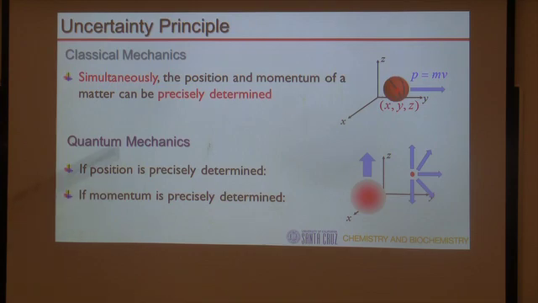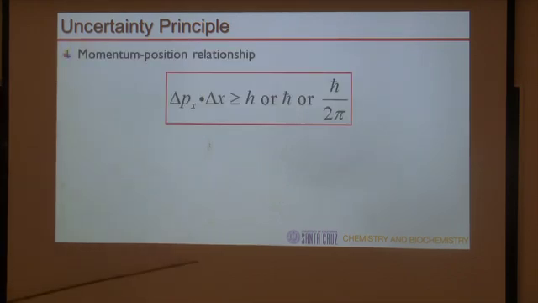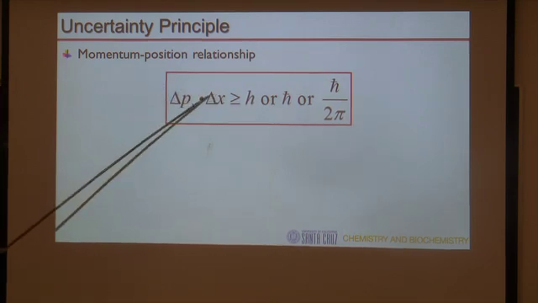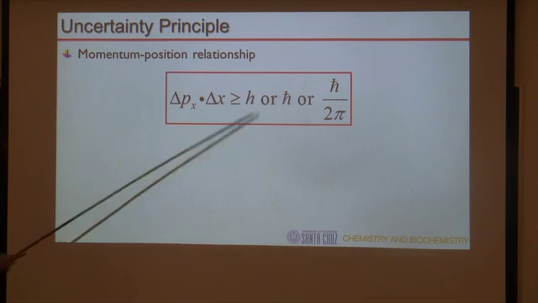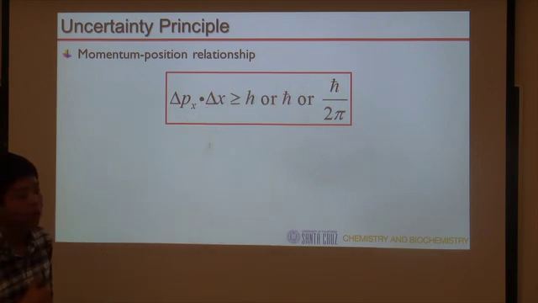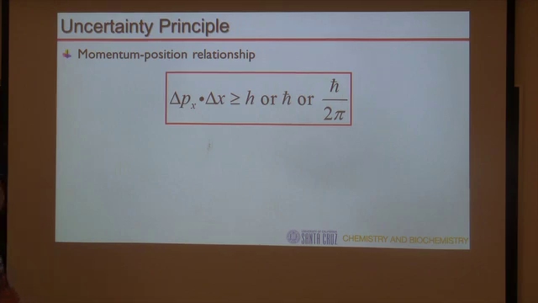Okay? So that simply concludes the principle. The principle talks about the microscopic world: you cannot simultaneously determine the position and the linear momentum. Okay? And based on that, we have one set of famous equations. So delta px times delta x, that means uncertainty in momentum times uncertainty in location, is larger than some number.